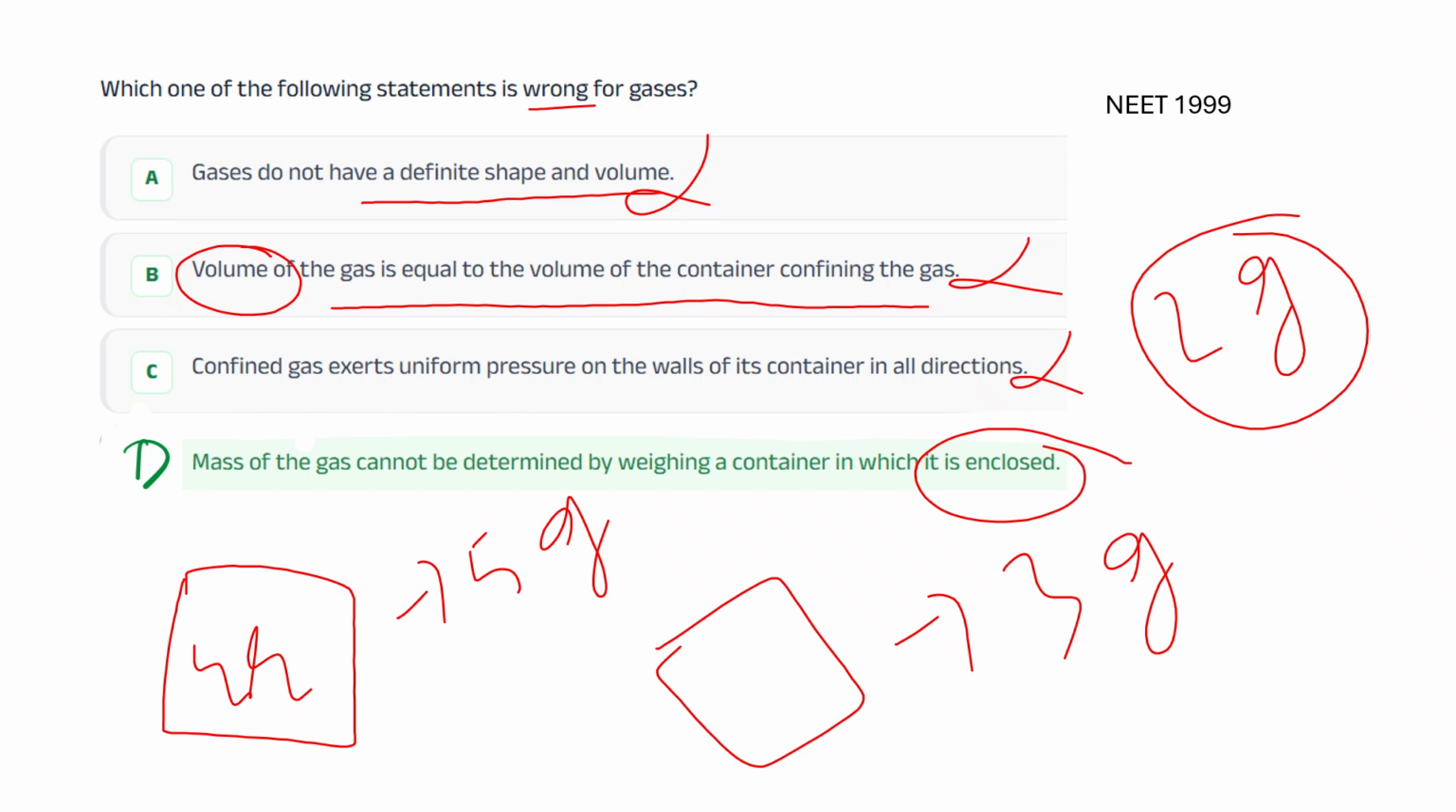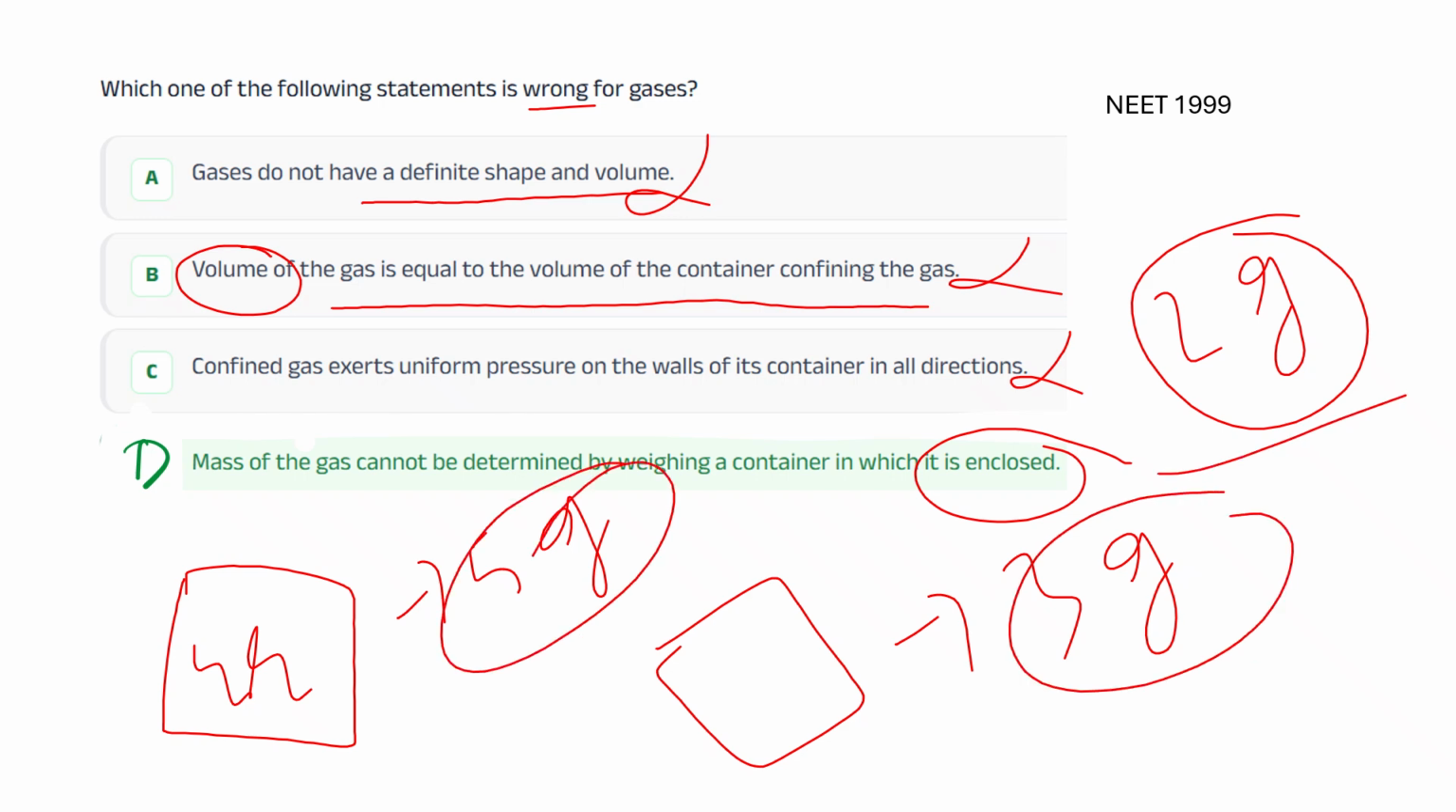You should measure the container empty, then you should measure the container with the gas. Subtract these two, and you will get the mass of the gas. With the enclosed term, you cannot determine the mass of the gas. The enclosed term should not be included. The container should be empty and the container should be filled with the gas. These two terms are used to find the mass of the gas. So the D option is wrong.